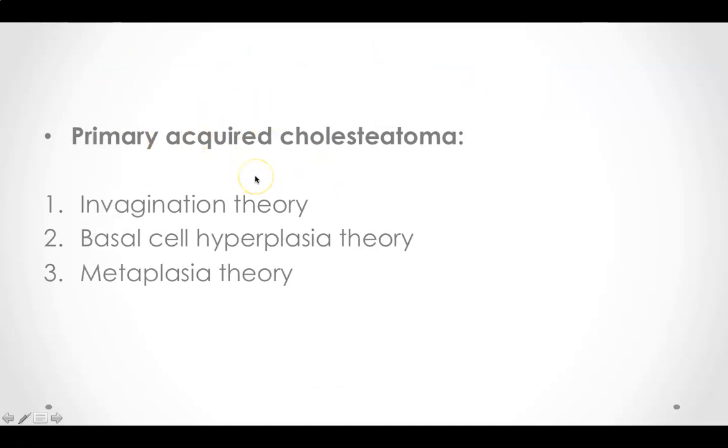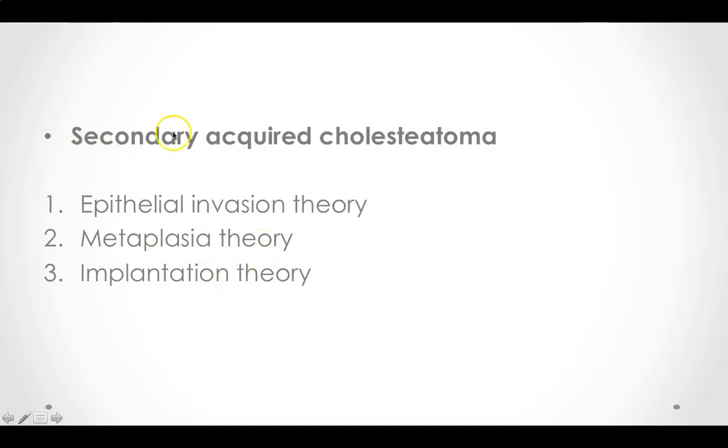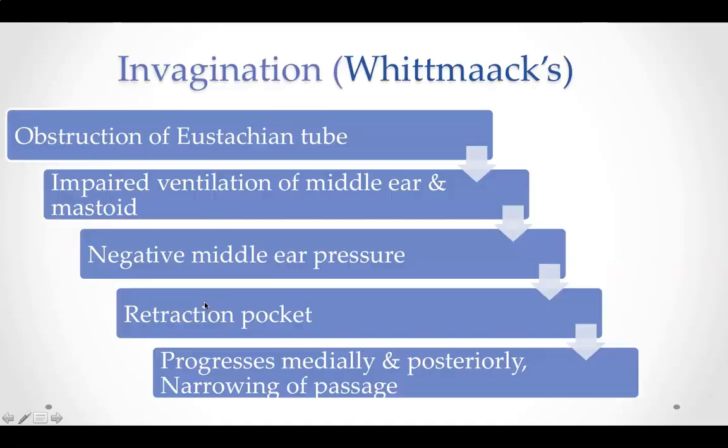In primary acquired, we have the invagination theory. There won't be any predisposing infection, remember that. So we have the invagination theory, then the basal cell hyperplasia theory, and the metaplasia theory. In secondary acquired, we have the epithelial invasion theory, metaplasia theory, and implantation theory.